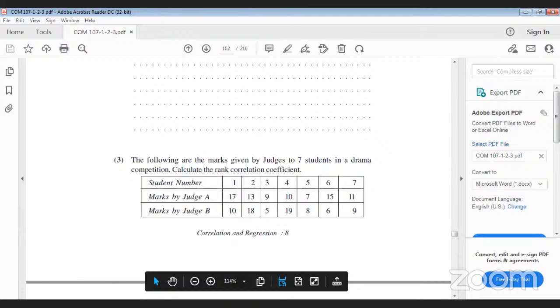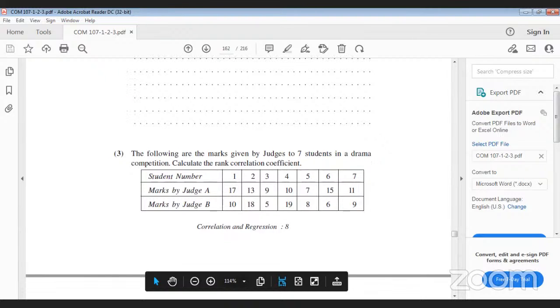Then the fifth rank is 7 here. Then 6 is for 2 and 7 is for 5 here. So these are the ranks for B: 3, 2, 7, 1, 5, 6, 4.